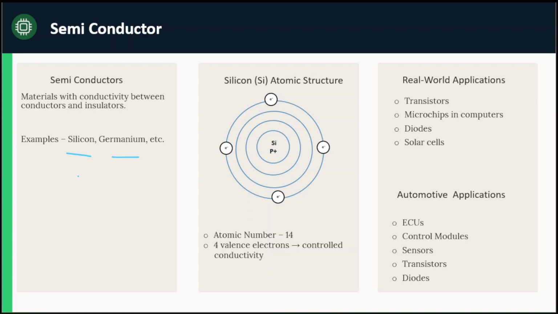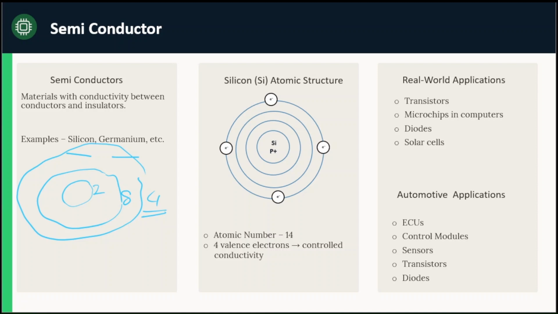So let us pick up silicon. Silicon has atomic number 14. Atomic number is nothing but the number of electrons. In shell 1, let us put 2. Shell 2, how much? 8. We have already learned 8 plus 2 is 10. Then shell 3, how much will it be? 4. That means it becomes a semiconductor.